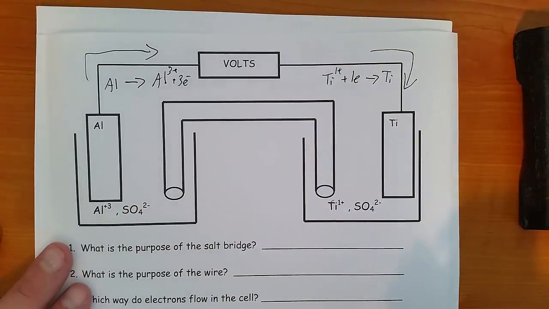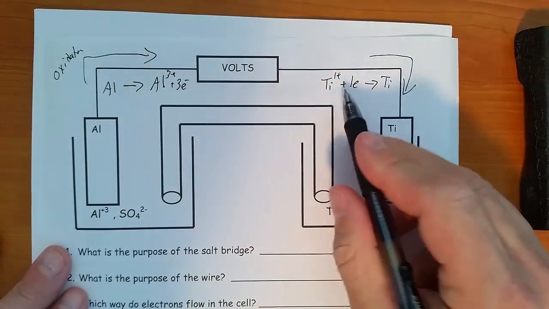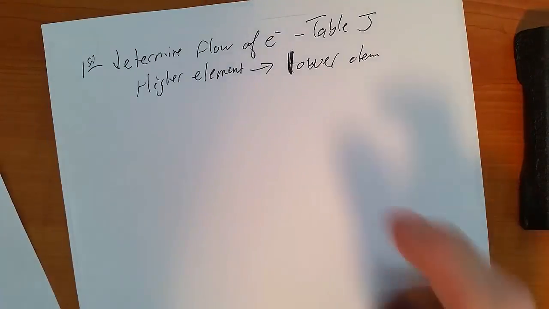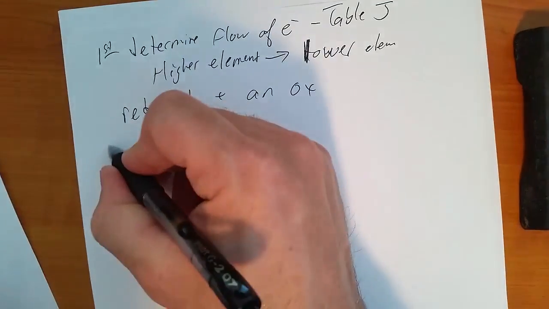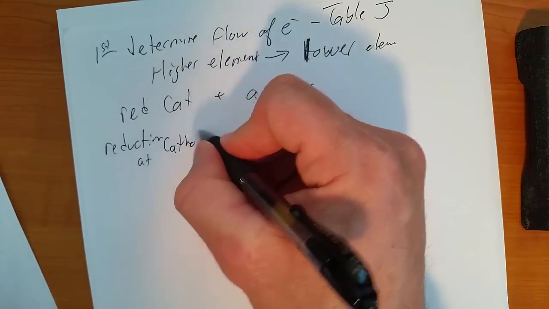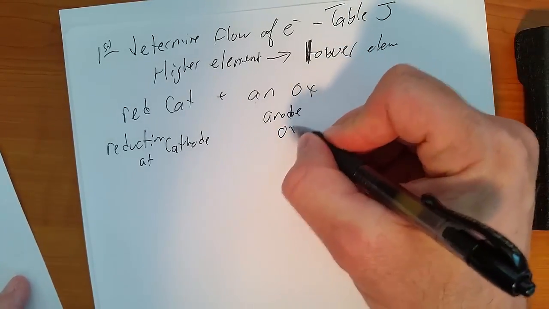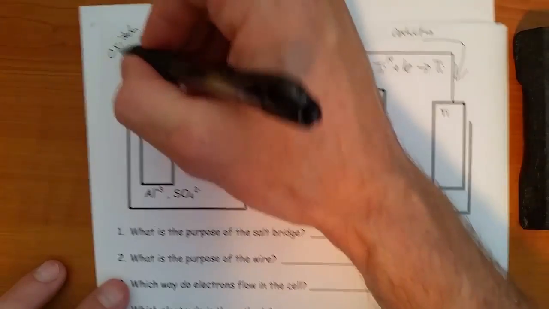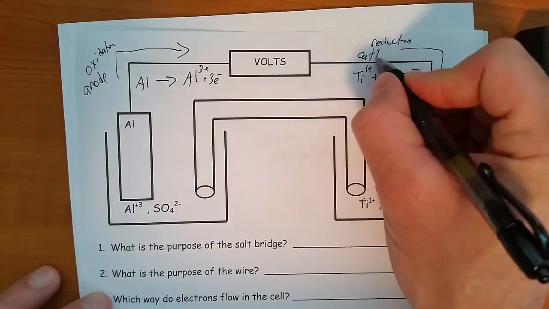So oxidation is losing. So this is oxidation. Reduction is gaining. So this side is reduction. The other phrase we have to memorize: red cat and an ox. Reduction at the cathode. The anode is oxidation. So this is our anode, and this is our cathode.